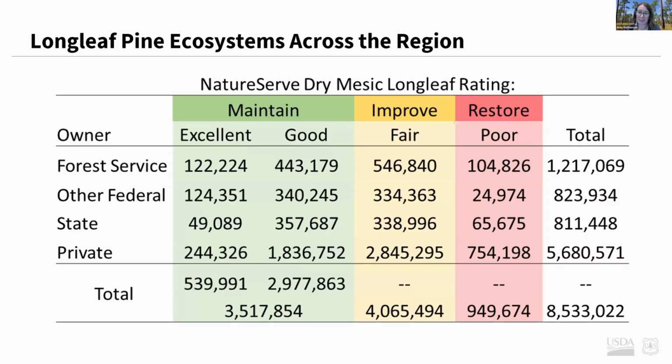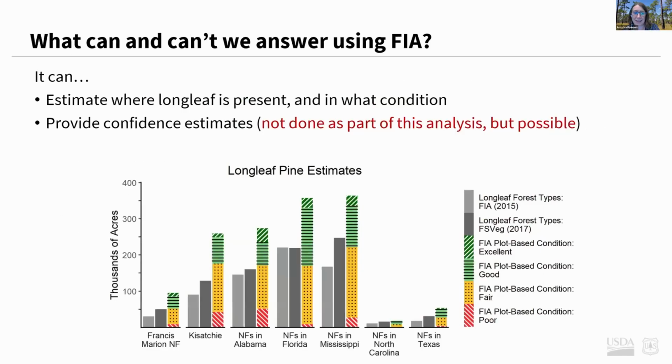Some plots also weren't accounted for because they were type converted to some other stand. So they should have been longleaf pine, but they were some other forest type. So the analysis wasn't perfect, but it is a good start. And with this information, we can answer some questions.